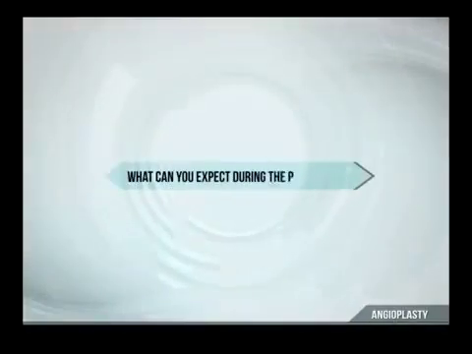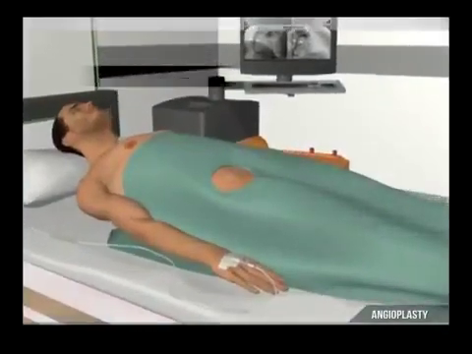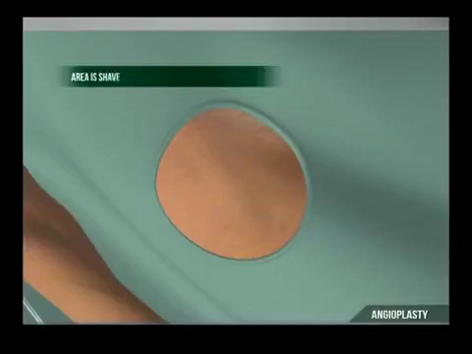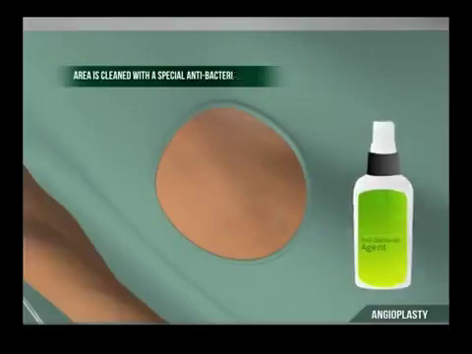What can you expect during the procedure? The patient is relaxed with a mild sedative before the procedure. The area from where the procedure will be started, usually the thigh or the arm, is shaved to remove hair and prevent infection. The area is cleaned with a special antibacterial agent and covered with sterile drapes to prevent infection.